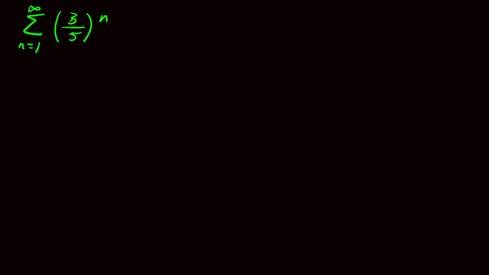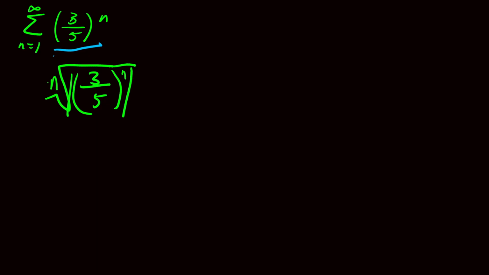So 3 over 5 to the n power. Now, like the root test says, all we have to do is take the nth root of it. So we take the nth root of an, which is this inside part. So it's the nth root of 3 over 5, and it's technically the absolute value. Well, the nth root of 3 over 5 is just 3 over 5, right?